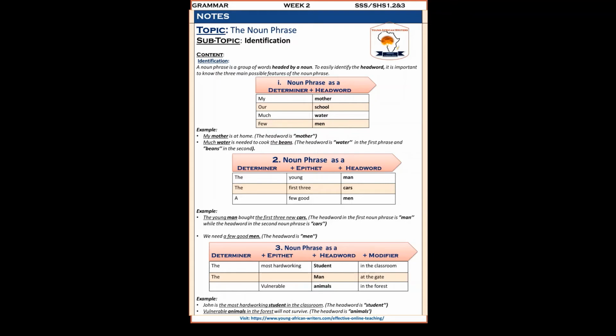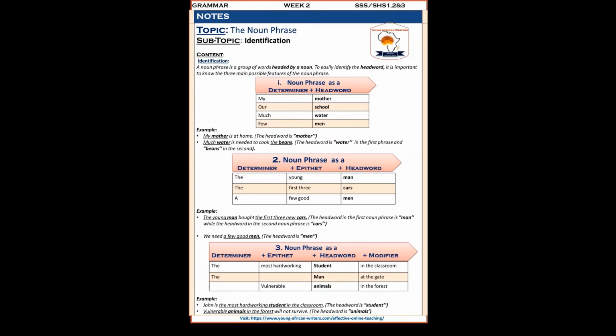Now look closely at the second and the third features. When you look at the second and the third features, you realize how easy it is to identify a noun phrase within a sentence. There will be an evaluation on this where you will have to identify noun phrases within sentences.